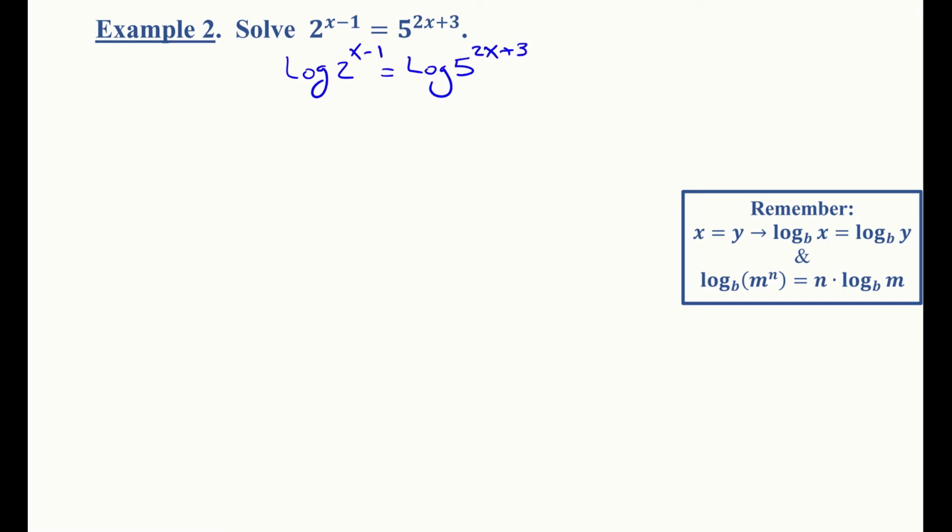So now we're going to use the power rule to go ahead and bring the exponents down and make them factors. So we definitely will need parentheses here because there's more than one term in the exponent. So we get quantity x minus 1 times log 2 equals, on that side, quantity 2x plus 3 times log 5.